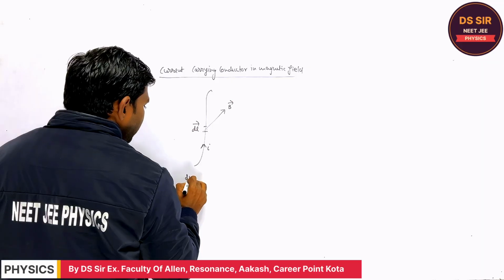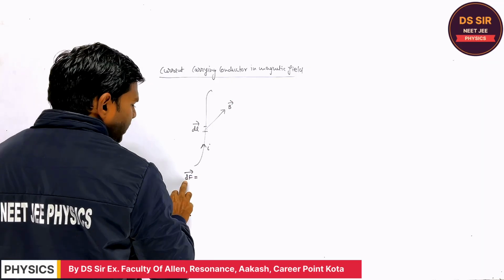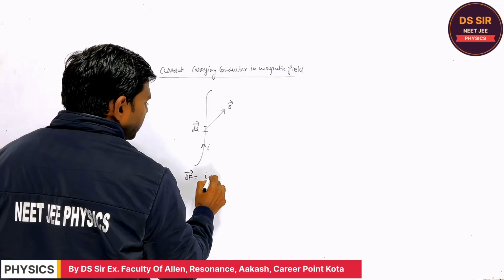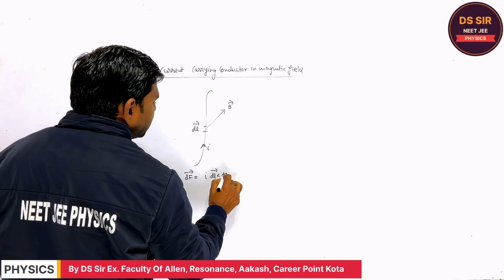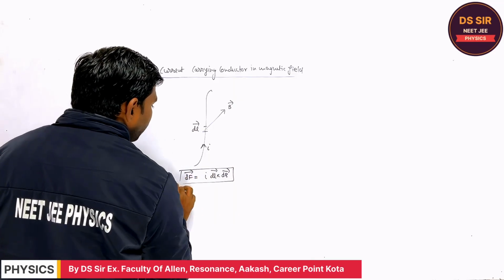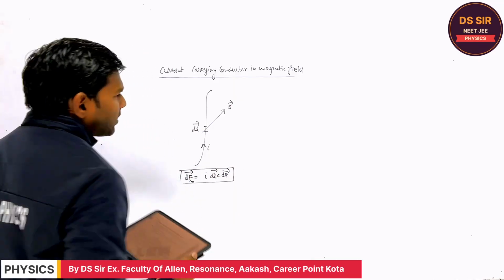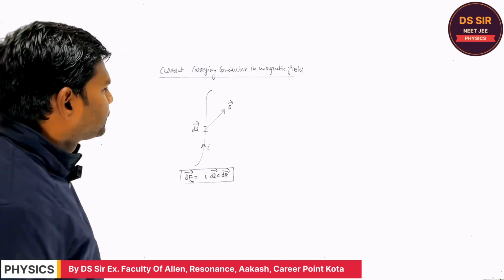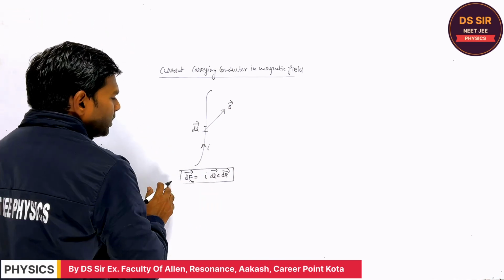So the elemental force is equal to what? dF is equal to I dl cross B. This is the magnetic force on this elemental wire. Is it clear or not? How to consider this, right?